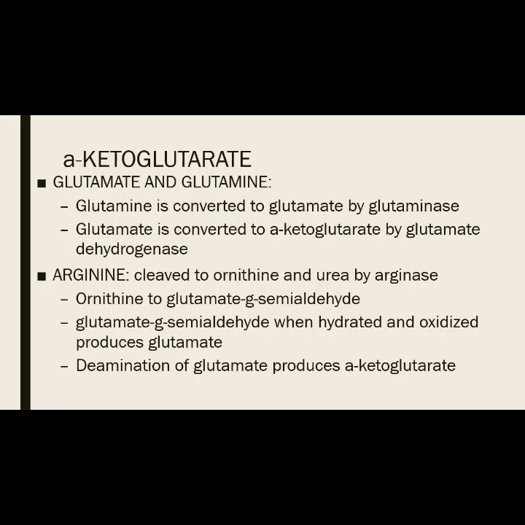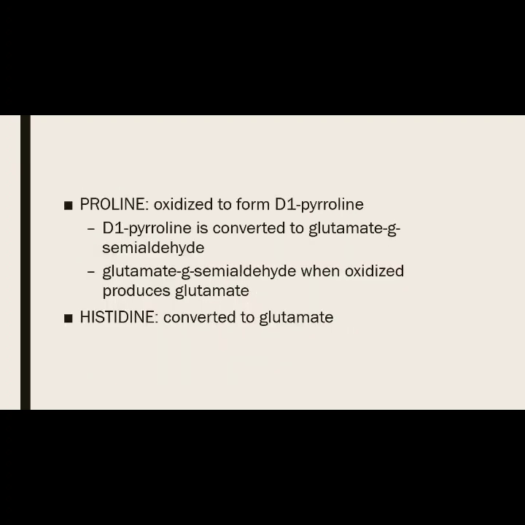Okay, and so that is for your alpha ketoglutarate. And then you have your proline. Your proline metabolism begins with an oxidation reaction. Your proline, when oxidized, forms your D1 pyrroline. Okay, and so this D1 pyrroline is converted to glutamate gamma semialdehyde, and this glutamate gamma semialdehyde, when oxidized and hydrated, produces glutamate.